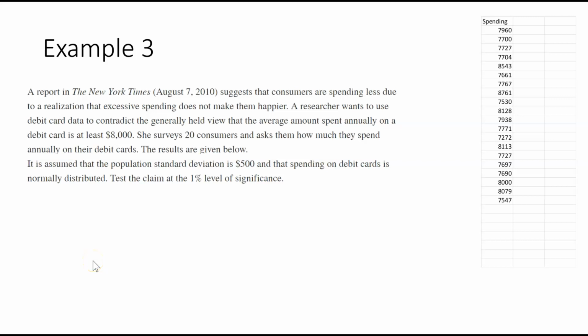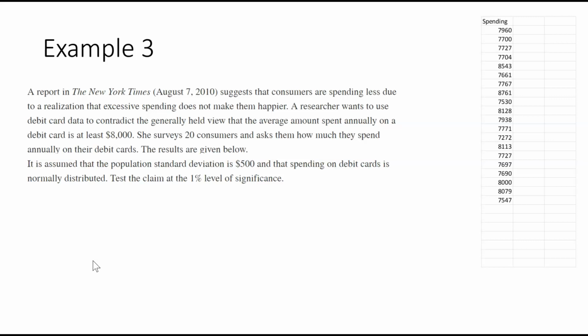We're continuing on in 9.2, hypothesis testing for the mean when the sigma is known. So here we go with another example. A report suggests that consumers are spending less due to a realization that excessive spending does not make them happier.